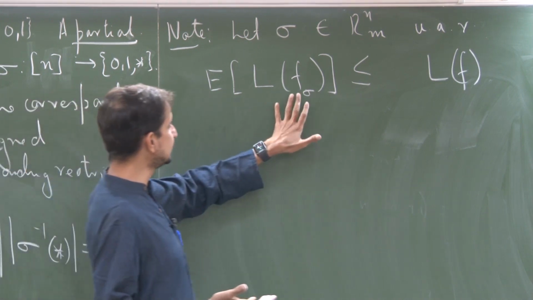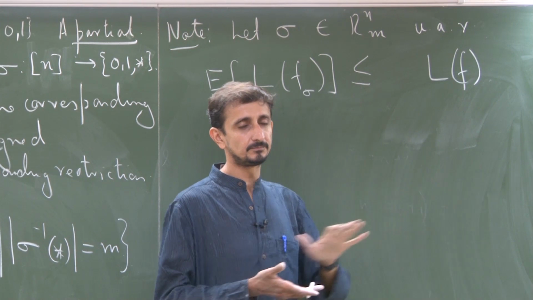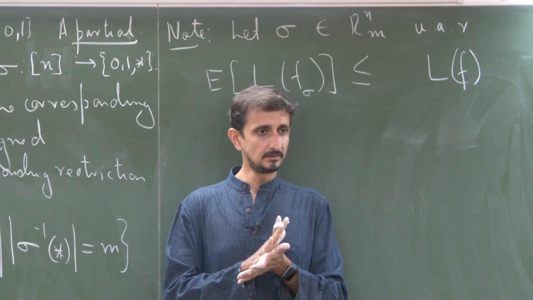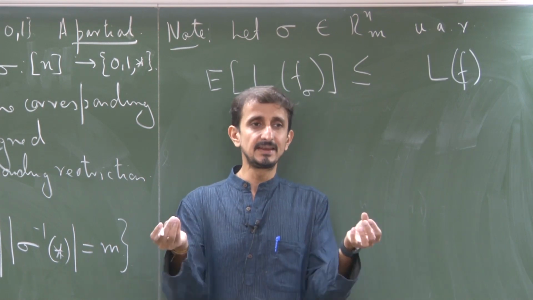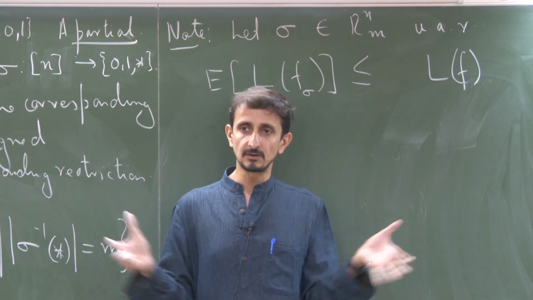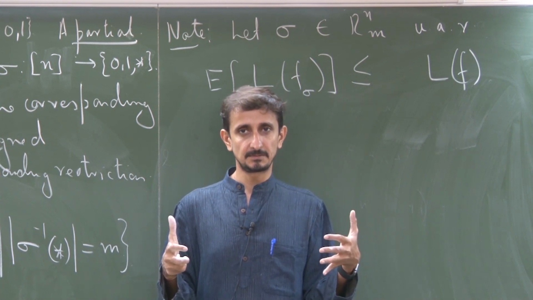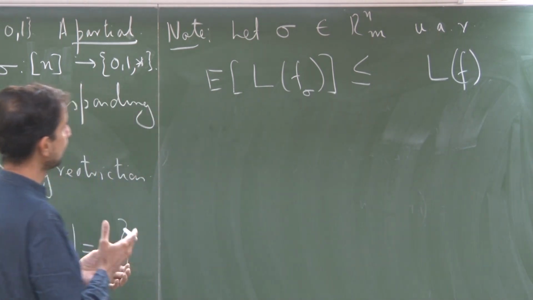How do these two things compare? First of all, is this bigger or smaller than this? Why is it smaller? It is restricted, so some of the variables are getting a fixed value 0 or 1. So, the formula size of course becomes smaller. Now, the question is how much smaller it gets.